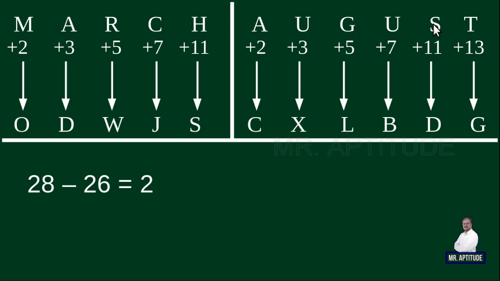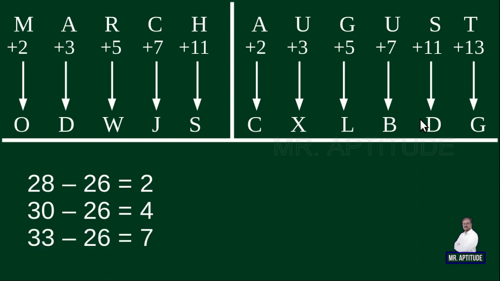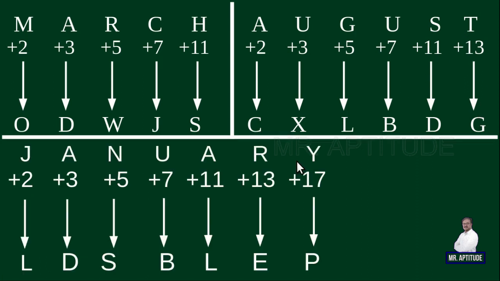Now S is the 19th letter. 19 plus 11 gives you 30. 30 minus 26 gives you 4. So S plus 11 is D. T plus 13. T is 20. 20 plus 13 is 33. 33 minus 26 gives you 7. So T plus 13 is G. And in the same way, J plus 2 is L. A plus 3 is D.